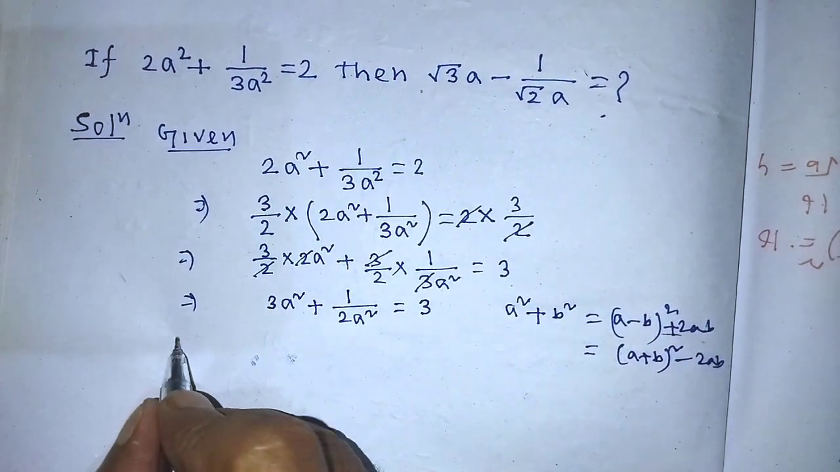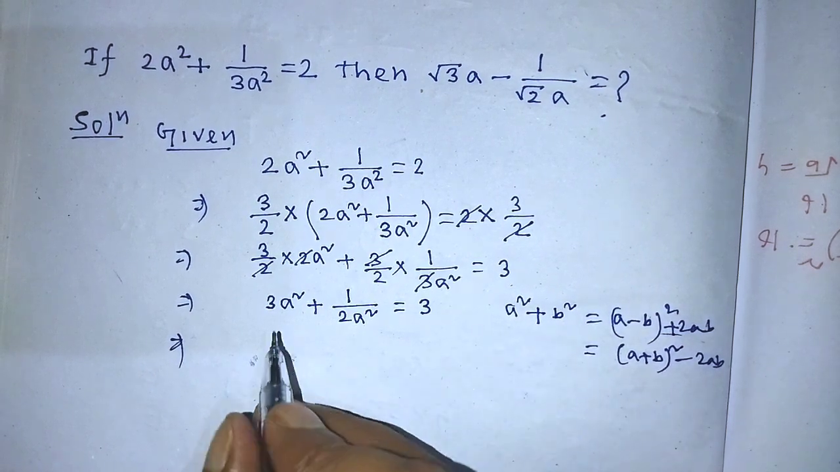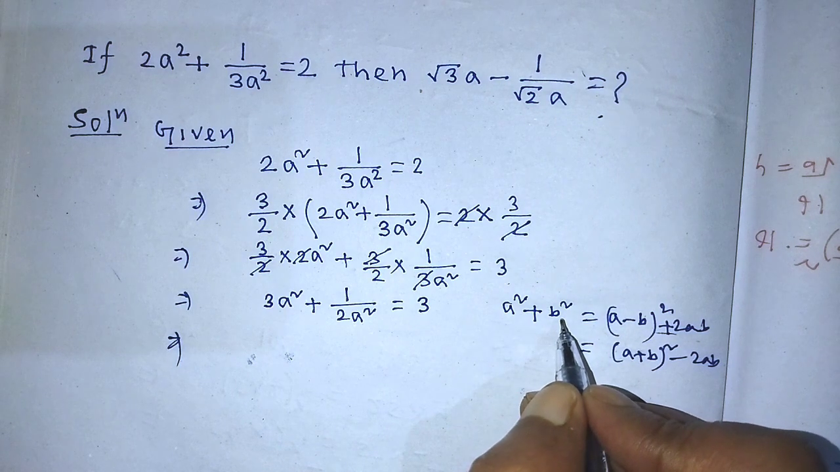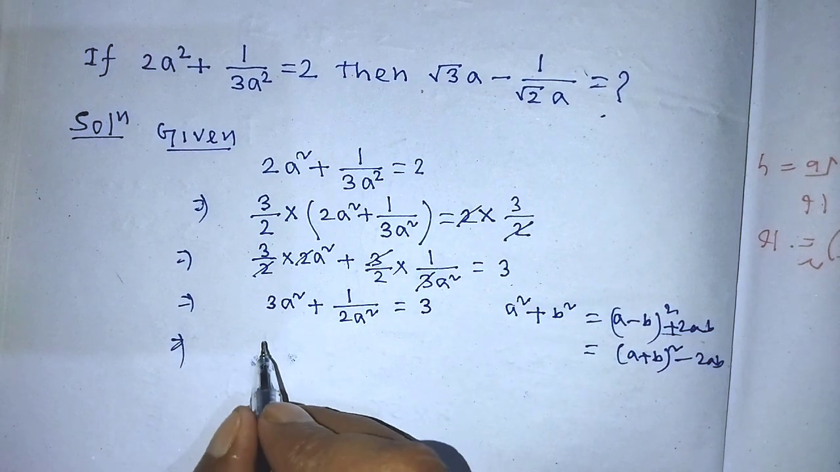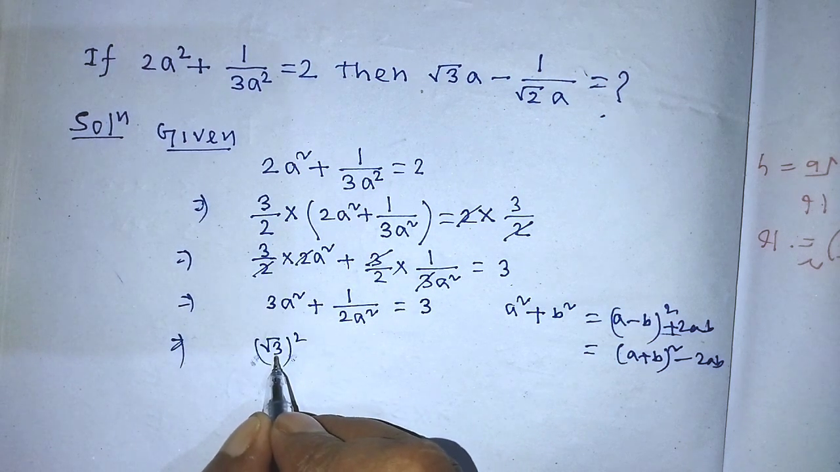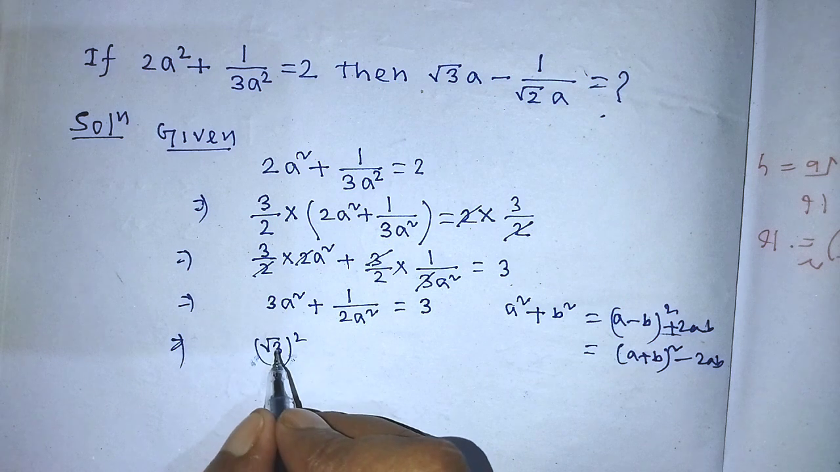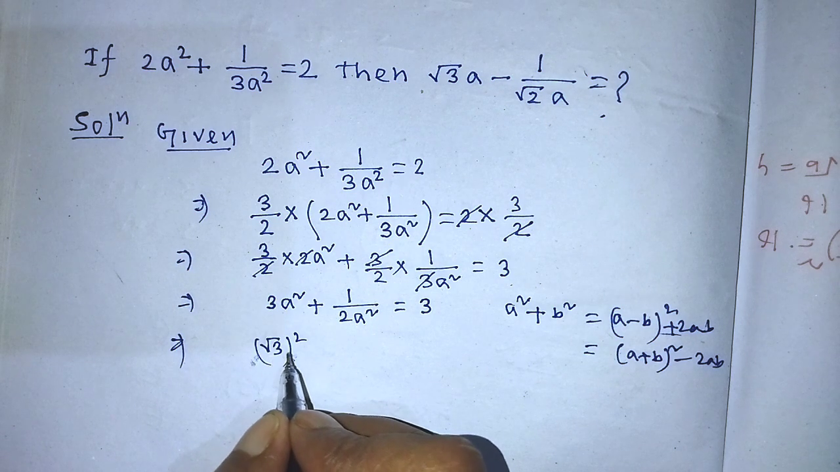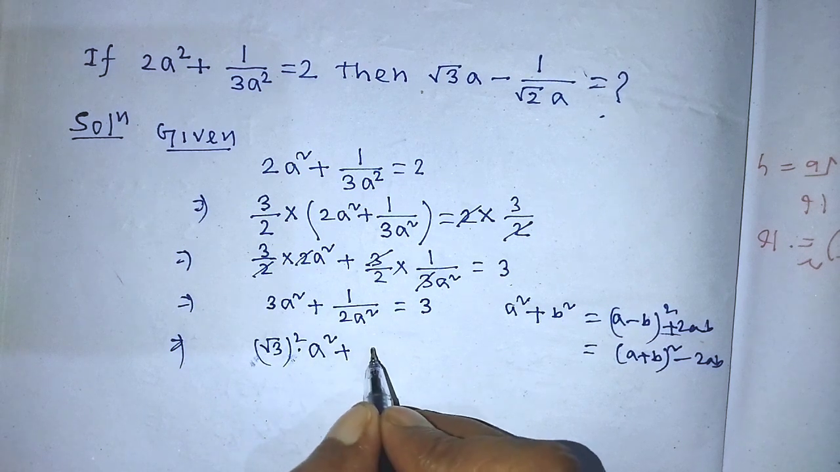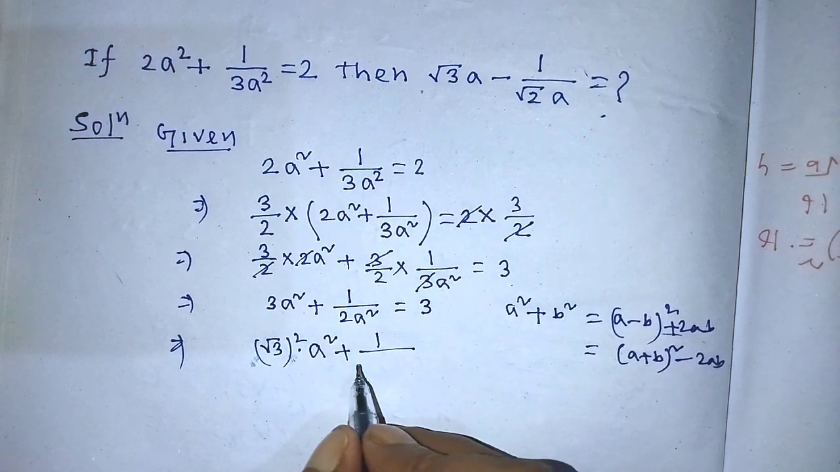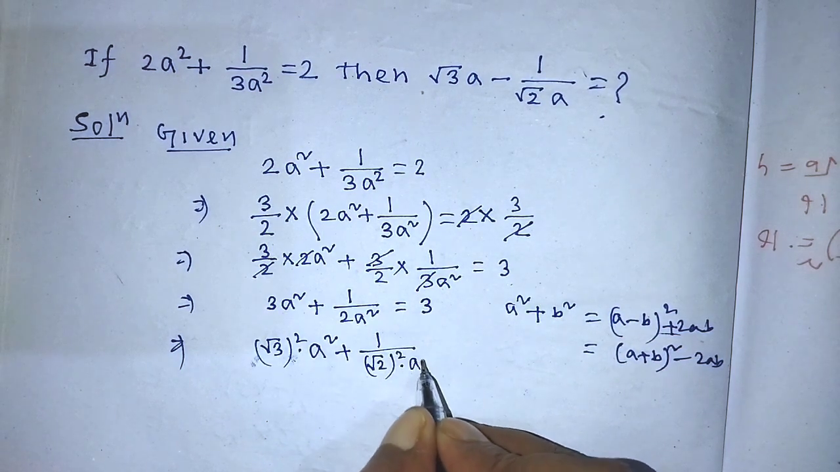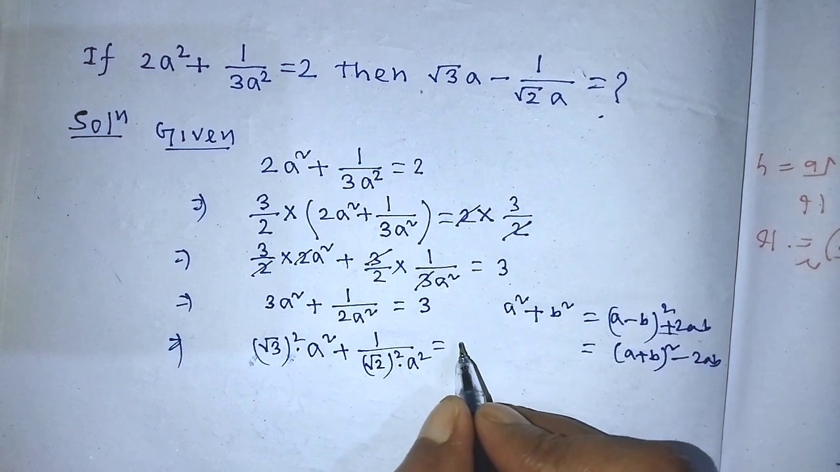To apply this formula, first of all we have to write the left hand side in the form of a² + b². So in place of 3 we write (√3)², because we know that (√3)² is 3. So we write (√3)² into a², plus 1 over, in place of 2 we write (√2)² into a², is equal to 3 on the right hand side.